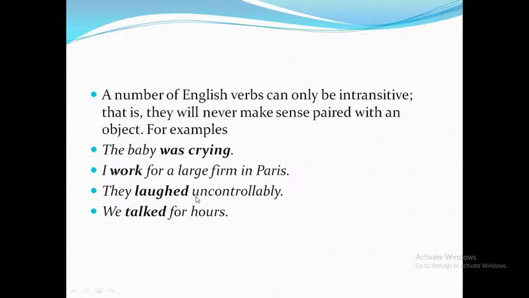Okay, they laughed uncontrollably. Uncontrollably meaning what? This is adverb. This is not a noun or a pronoun. Noun matlab naming words. Okay, always remember. And then we talked for hours. We talked for hours. Here also it's a group of words. That means phrases are there, but not given as noun or pronoun. So there is no object in these sentences.